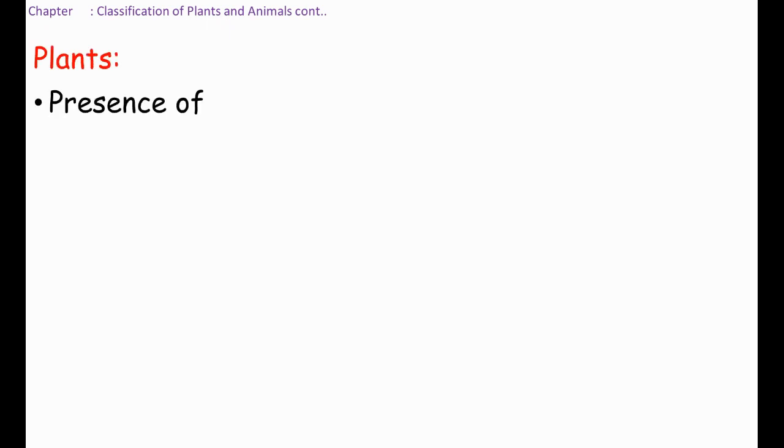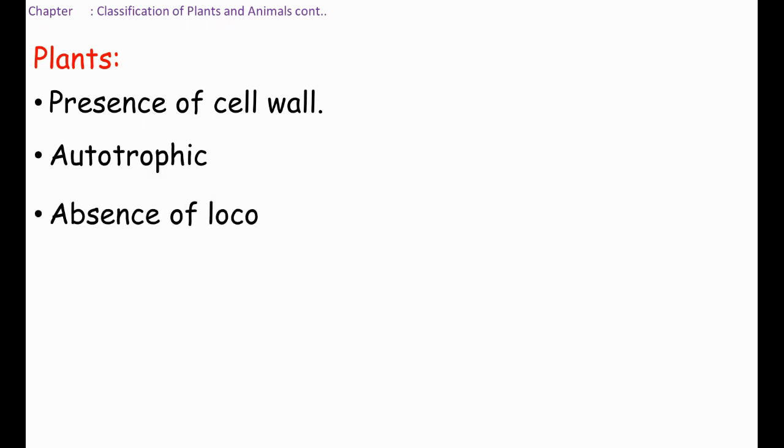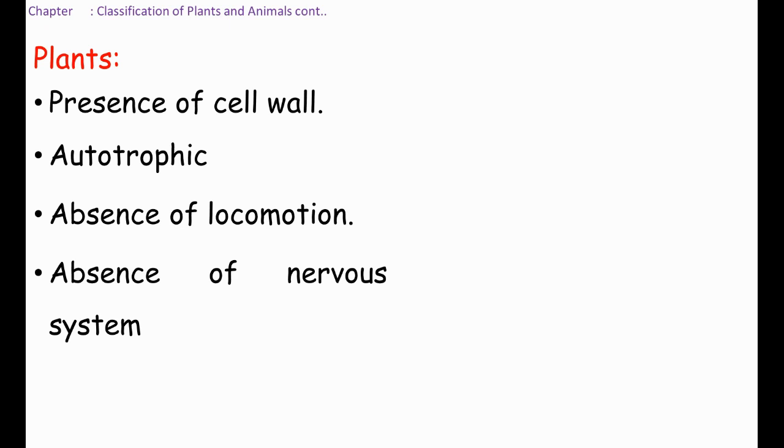What are the characteristics of kingdom Plantae? Kingdom Plantae includes all plants normally. We know that in the cell of the plant, there should be what? Cell wall. And they are autotroph. Autotroph means they can prepare their own food. And absence of locomotion. Absence of locomotion means plants cannot move from one place to another place like animals. And absence of a well developed nervous system is also lacking in the plant. And these all are the characteristics of kingdom Plantae.